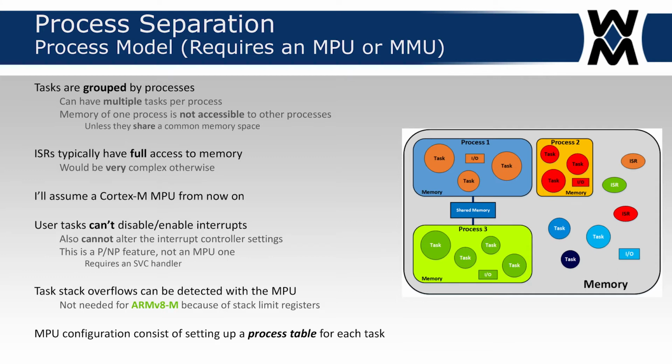Anyway, the MPU configuration consists of setting a process table for each task. Each task, when it runs, will define the memory boundaries of what memory and IOs it will be allowed to access. Now, of course, if they're all part of process 1, for example, then all of the task process tables would be identical except for one item, and that is the stack overflow detection, which will be different for each of those tasks.